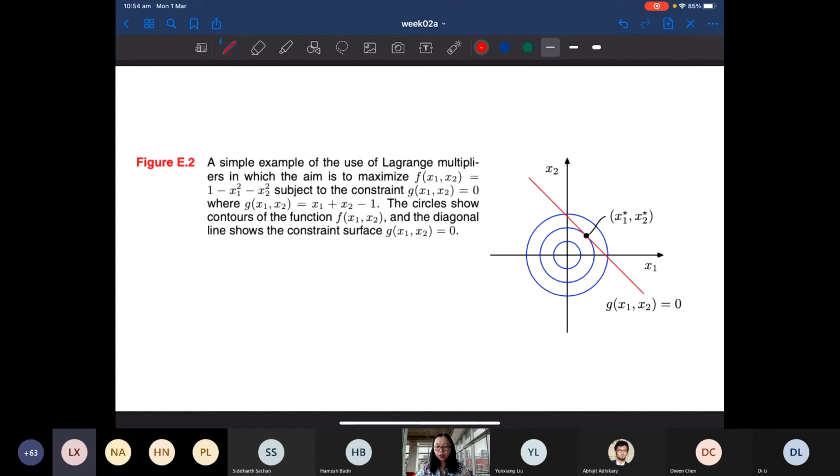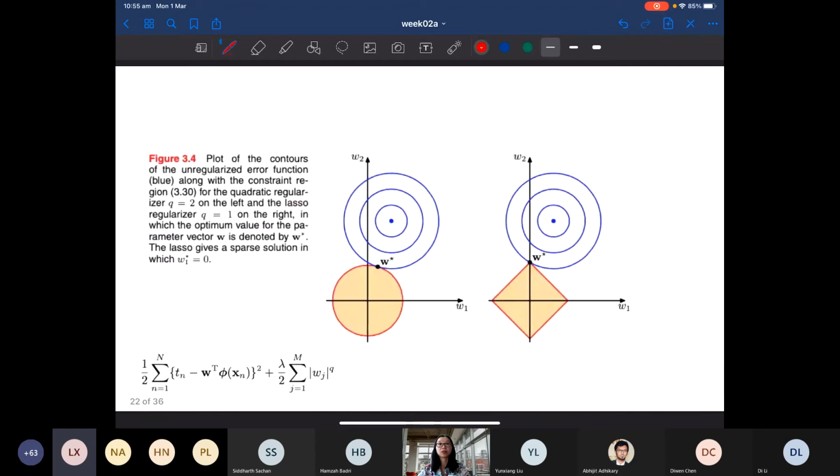If we treat these blue circles as the contour space of weights, W, that we're optimizing, and the red line is G, then the optimal point has to be where the red line and one of these contours is touching. Where it is touching exactly is up to the particular data set we're given, but when they're touching, that gives us the regularized solution.